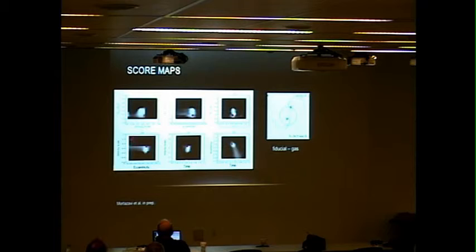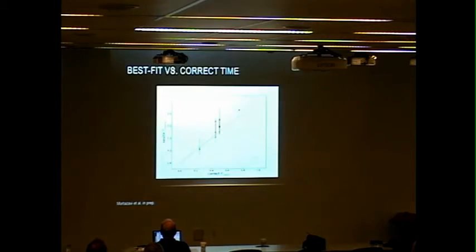This is what I showed earlier. This is the answer, or the score maps, for the fiducial model, and it's with the gas. So I'm just going to skip this and go to the summary plots.